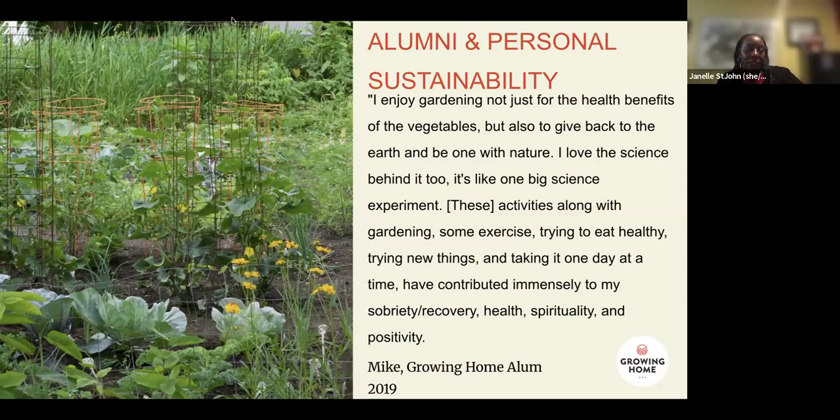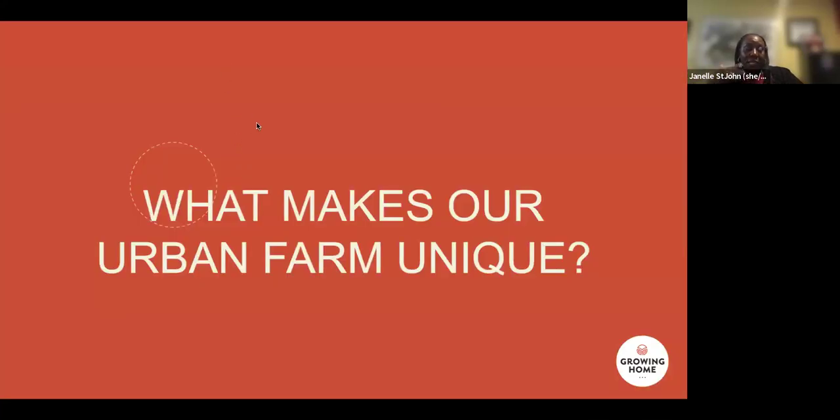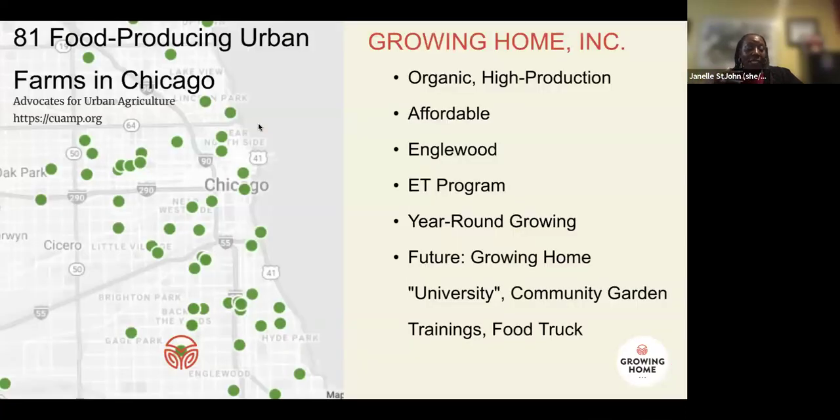The next slide, please. What makes us unique? Again, high production, organic. We are located in Inglewood. We do season extension. Our goal is to do a capital campaign where we could truly grow year round. Again, we believe in meeting people where they are. And the last slide is my contact.